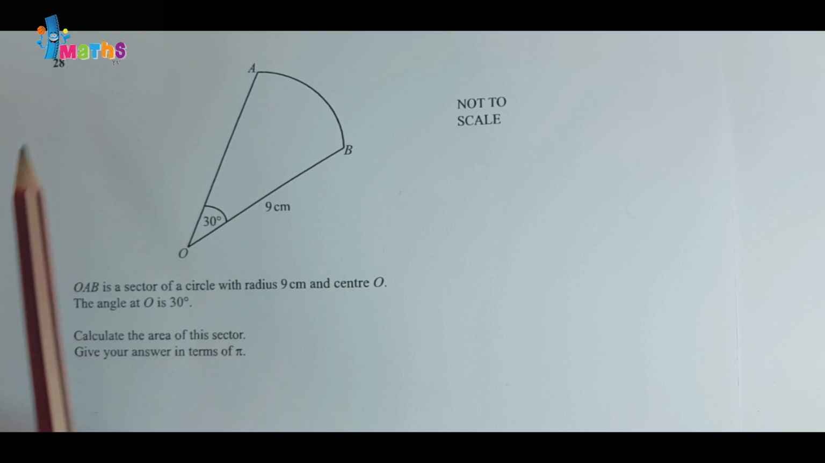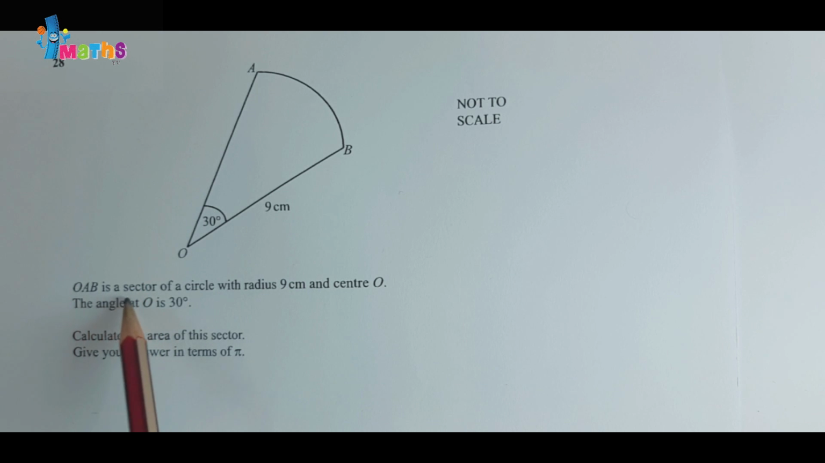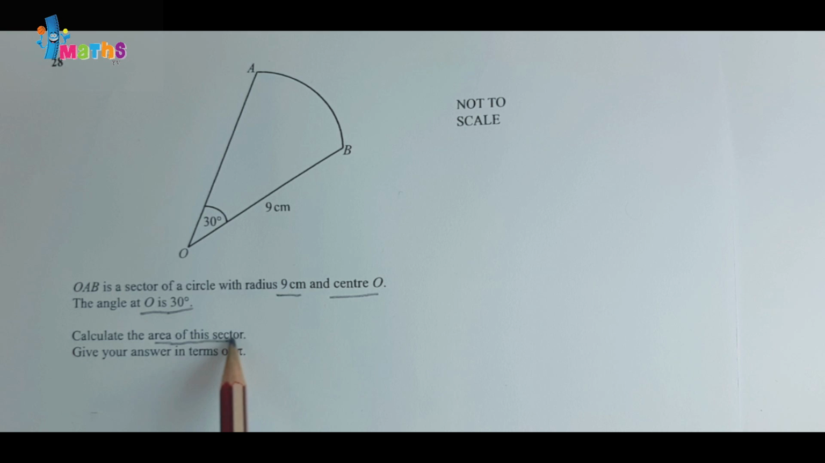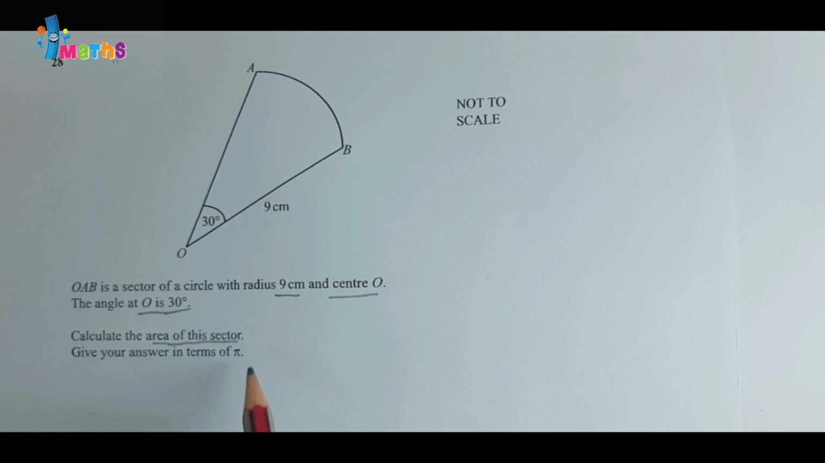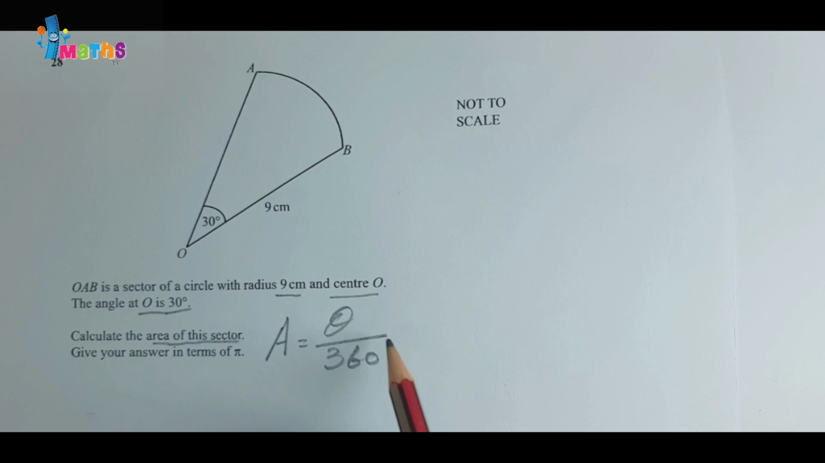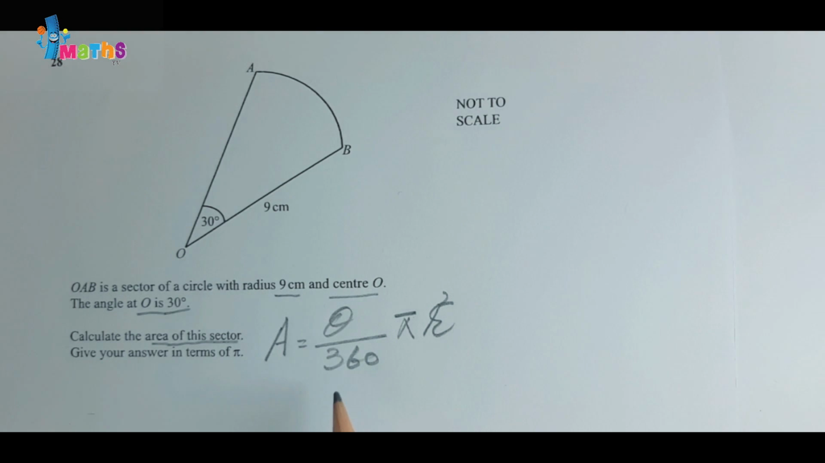Question number 28. OB is a sector of a circle with radius 9 cm and center O. The angle at O is 30 degrees. Calculate the area of the sector. We know the formula for area of a sector is area is equal to theta over 360 into pi r squared. So we will use this formula, we'll replace the values and we'll get the answer.